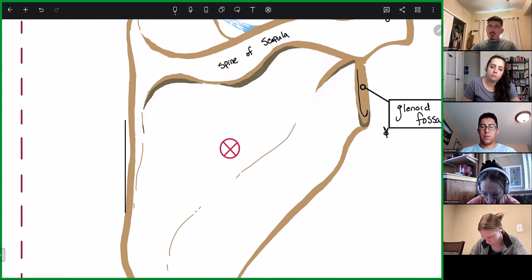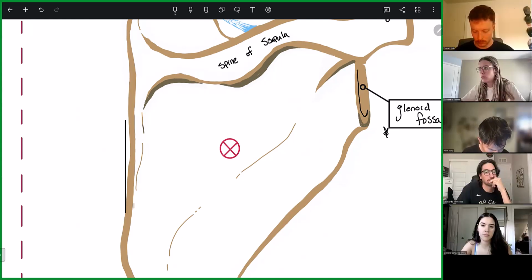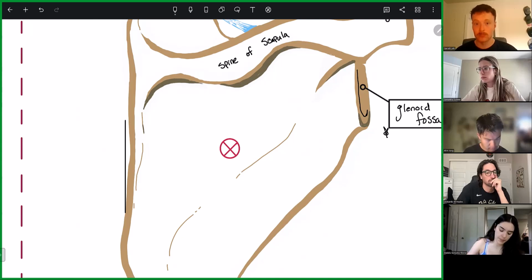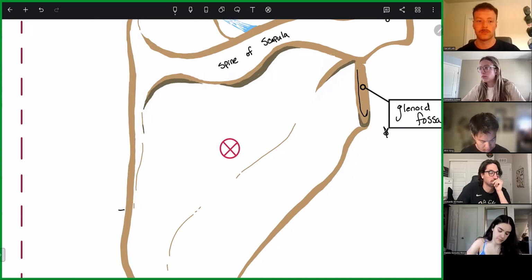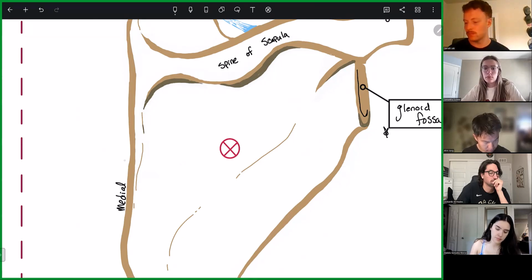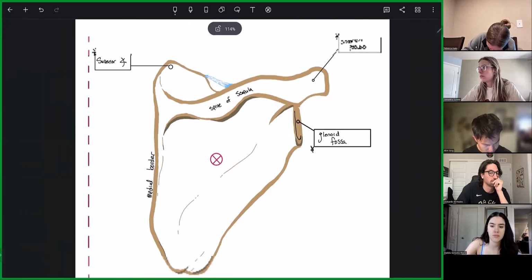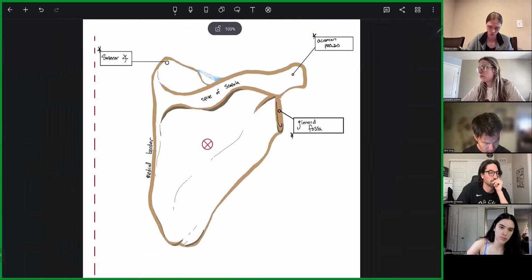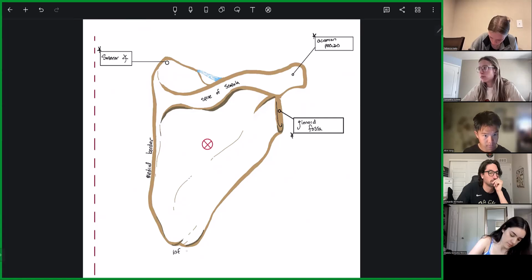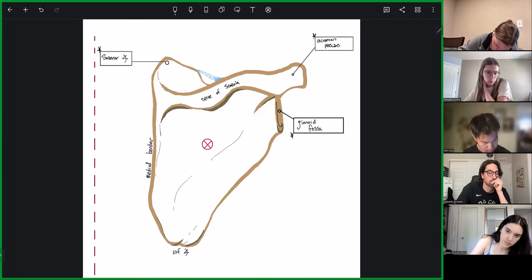Garrett, could you tell me what that edge is? The medial border of the scapula. Perfect. Okay, and then I'm going to fill this little one out down here. This is my inferior angle of the scapula as well. So now we're oriented, yes?